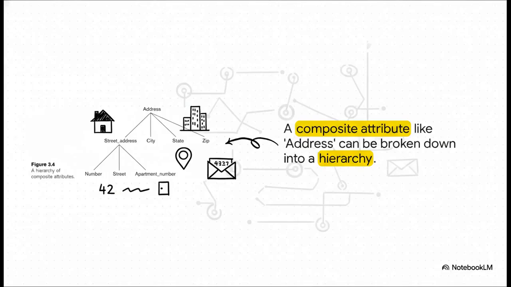And this right here is a perfect visual of a composite attribute. Just look at address. It's not just one big chunk of text, right? It's broken down into a street address, a city, a state, and a zip. And you can see street address is even broken down further. This kind of hierarchy is absolutely essential for making the data searchable and useful later on.